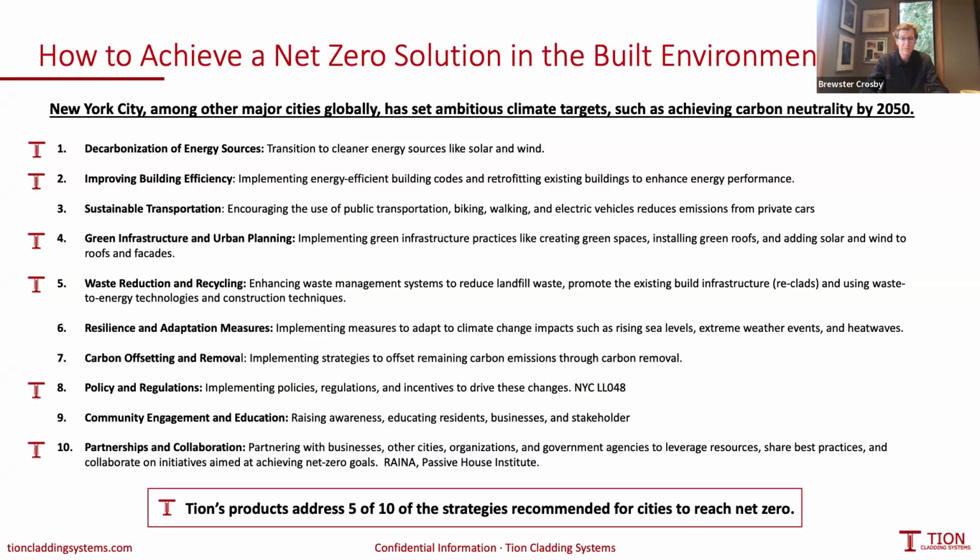Improving energy efficiency. And this is a big one. This is implementing energy efficient building codes and retrofitting the existing buildings to enhance energy performance. And you'll see how Rainscreens are a big part of this. Sustainable transportation. This is encouraging the use of public transport, walking, biking, other ways to get to and from. Green infrastructure added into urban planning. This is really putting gardens on rooftops or looking at ways to have buildings increase their energy development. So that's adding solar to roofs and facades.